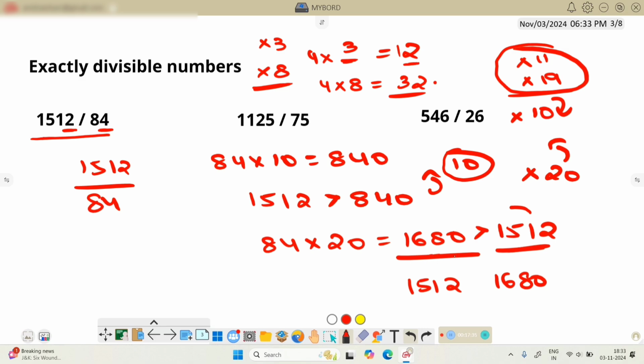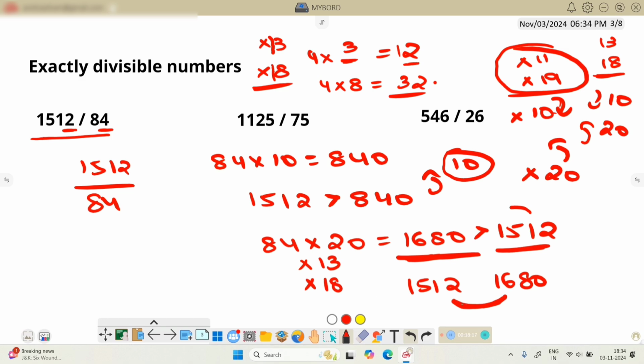Here into 20 is nothing but 1680, no? You just compare these two numbers. If you compare them, 1512 is a little bit nearer to 1680. That means your answer should be a multiple of 18 or 13 here. I said 3, no. So your answer should be 18 or 13, because we are calculating above the multiple of 10 and below the multiple of 20. That means your answer should be either 13 or 18.